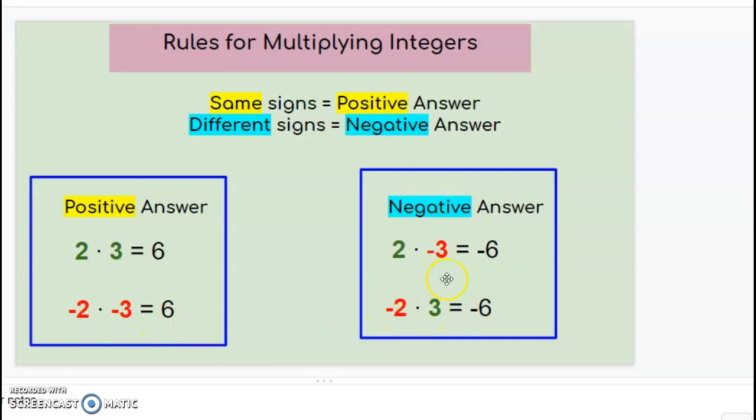Good. And when the signs are different, we get a negative number or a negative product. Okay, product is the answer to a multiplication problem. And it doesn't matter which one is negative. If they're different signs, it's a negative answer. Okay, now let's prove this. Let's see why this works.